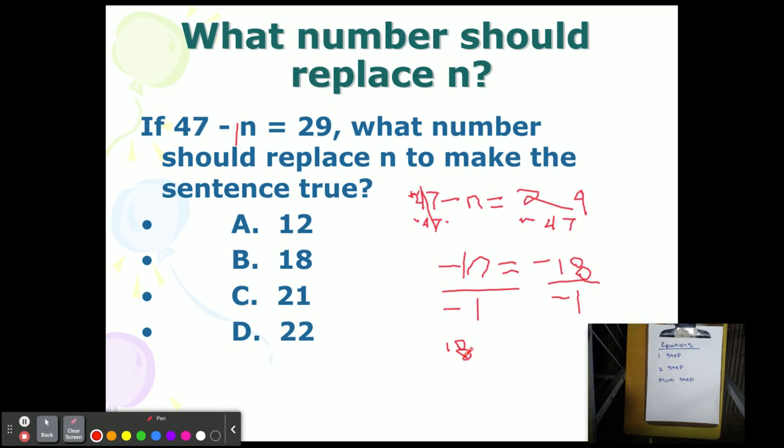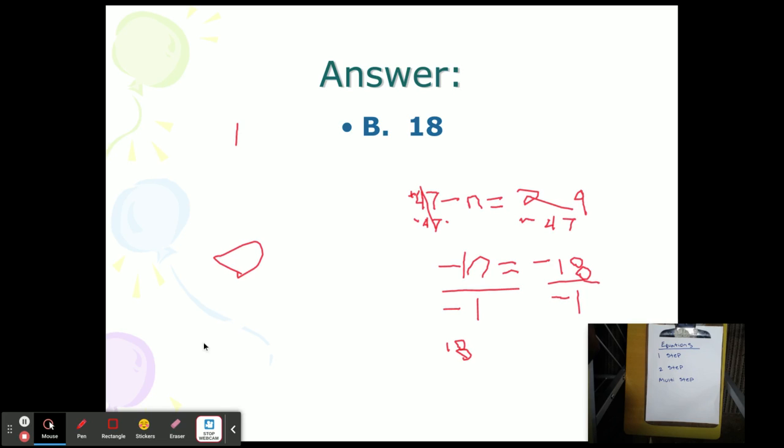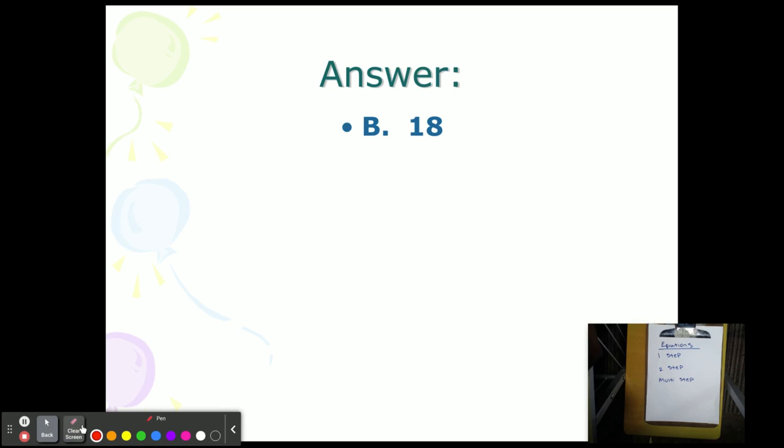Positive 18. So it should be B. The answer should be B. Let me click here, see the answer. And there you have it. It is B. Let me clear this section out and go to the next problem. Now back to the mouse. Next problem.